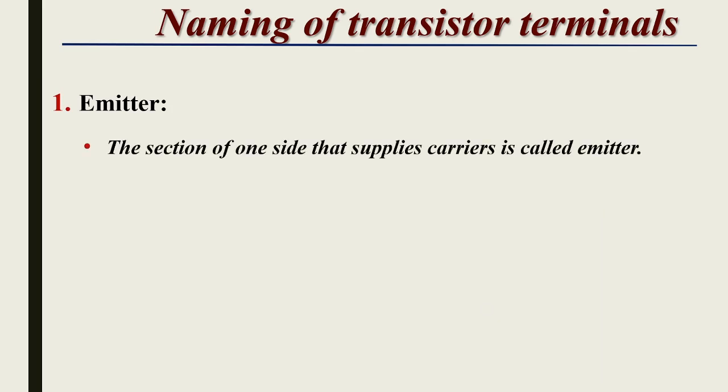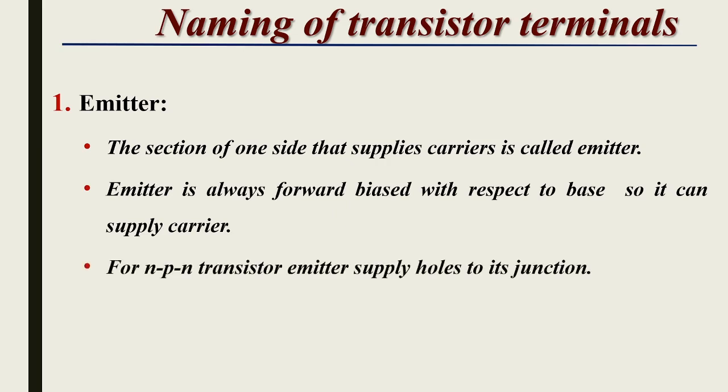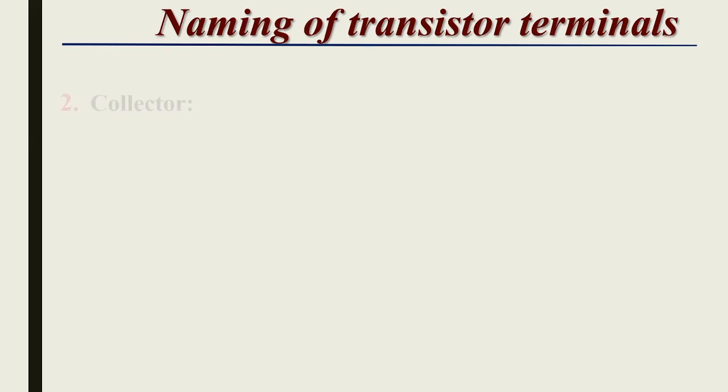Emitter. The section of one side that supplies carriers is called the emitter. An emitter is always forward biased with respect to the base, so it can supply the carriers. For an NPN transistor, the emitter supplies electrons to its junction, and for a PNP transistor, the emitter supplies holes to its junction.